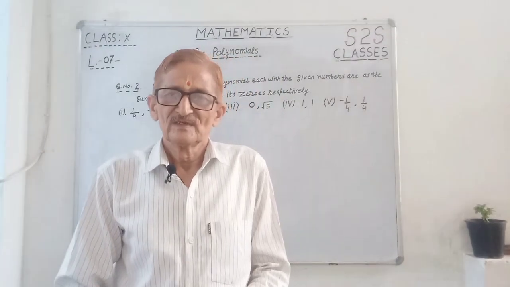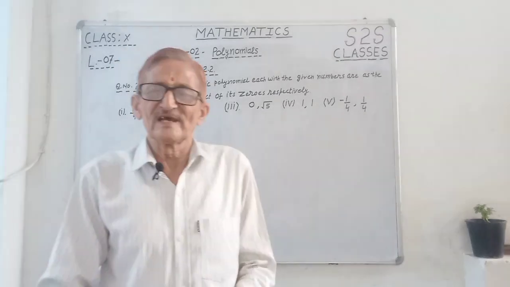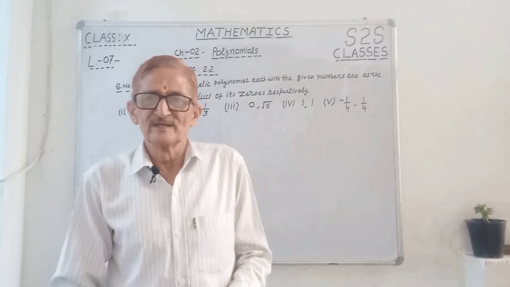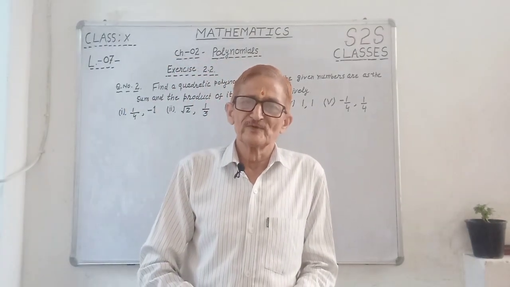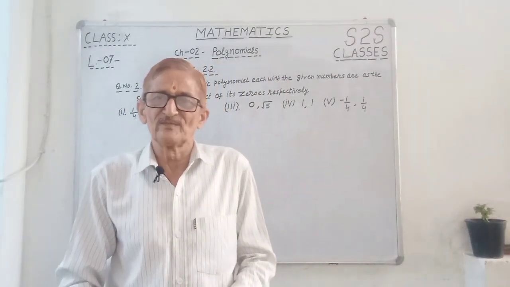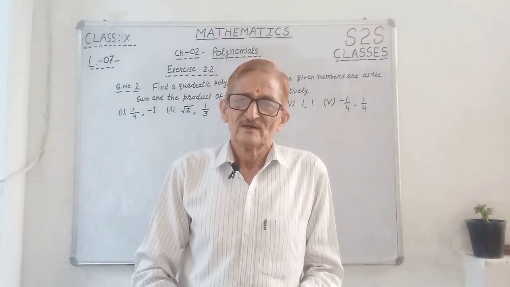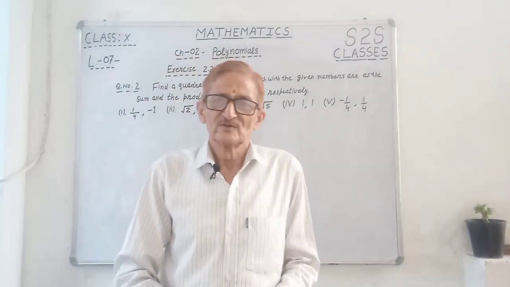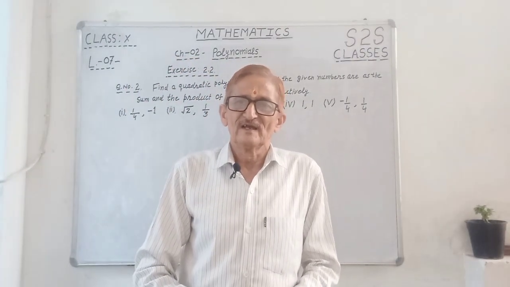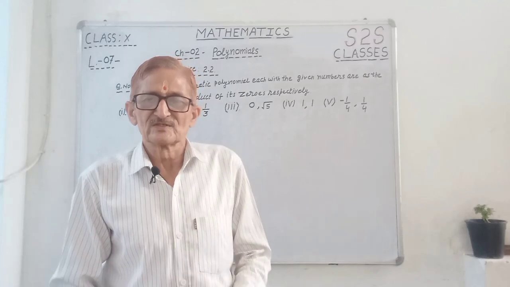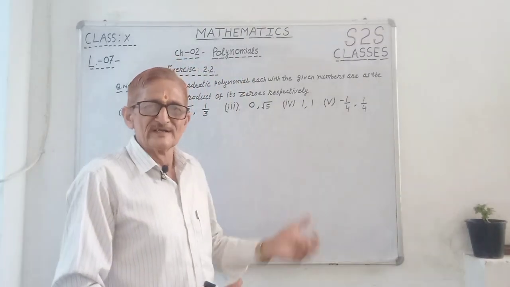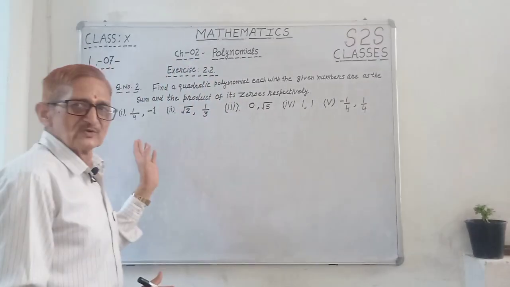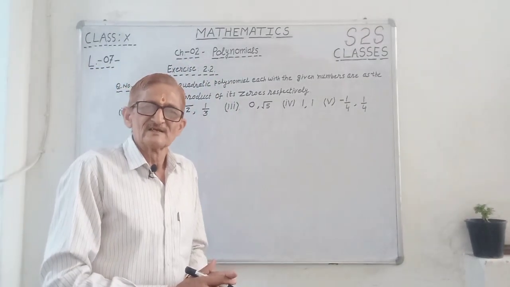This 7th lecture is where Chapter 2 is going to be over today. In these 6 lectures we covered polynomials, quadratic polynomials, zeros of the polynomials, and how to find the zeros of a quadratic polynomial. We have completed Exercise 2.1 of NCERT, Exercise 2.2 also started, and today we continue Exercise 2.2. In that, question number 1 was done in lecture 6.